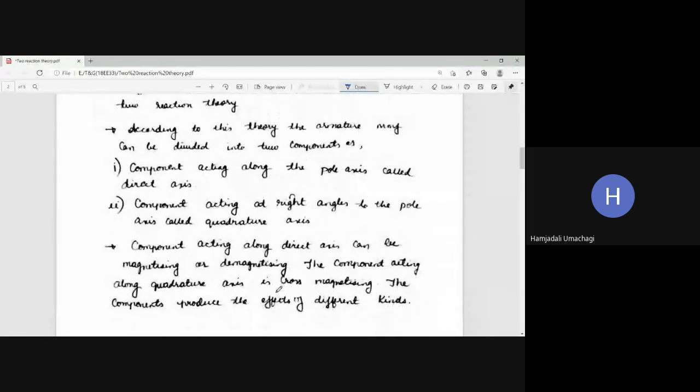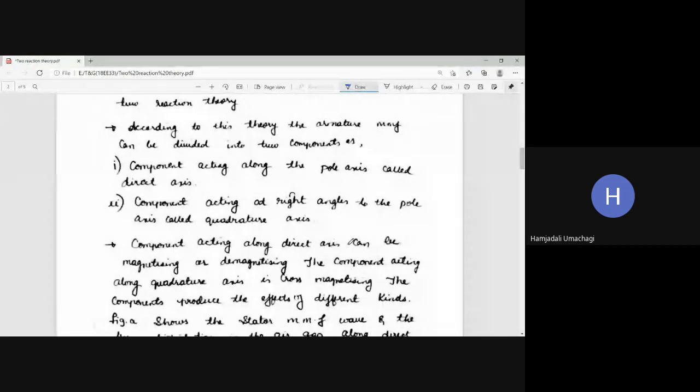The component acting along the direct axis can be magnetizing or demagnetizing. Magnetizing means it will help the main MMF to increase. Demagnetizing means it will oppose the main MMF. Main MMF means the MMF produced by the field winding.